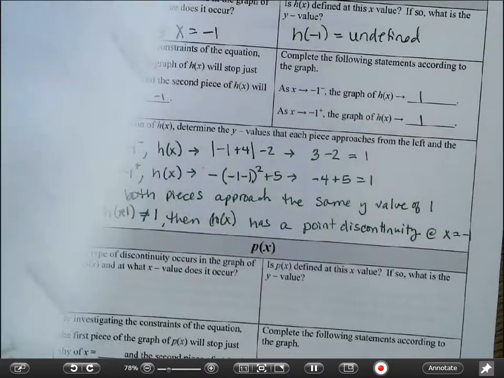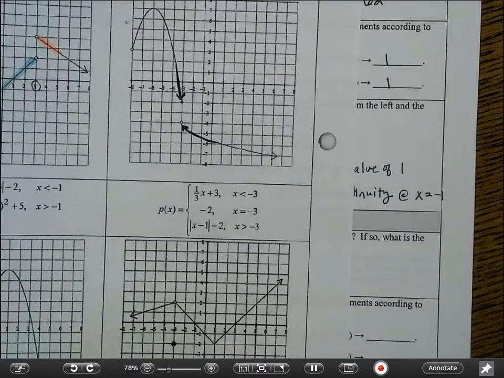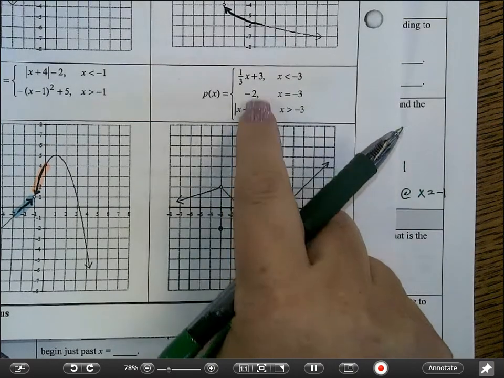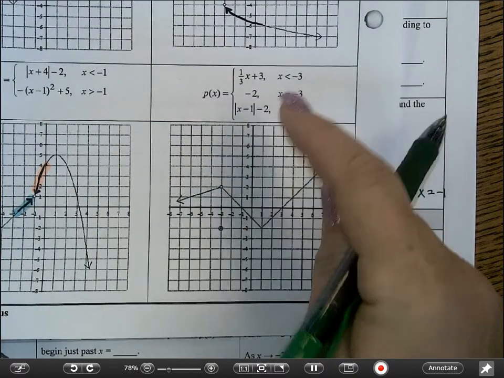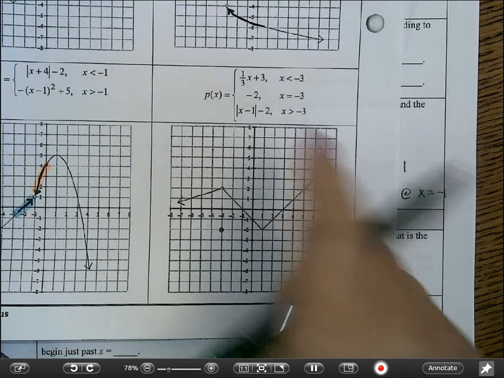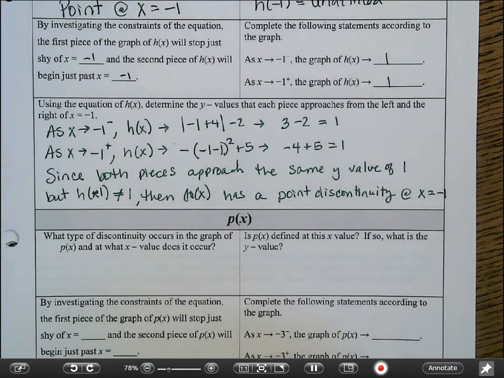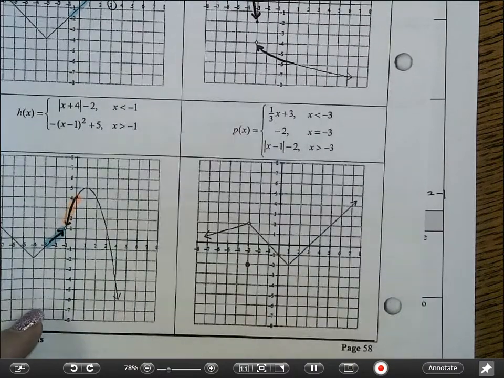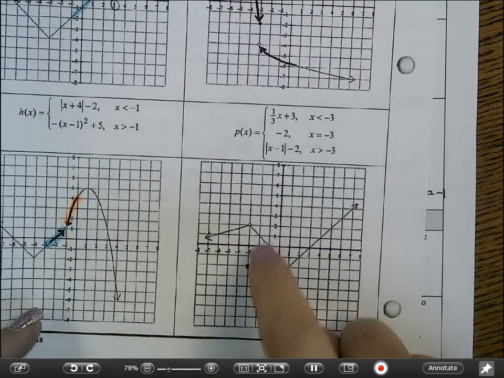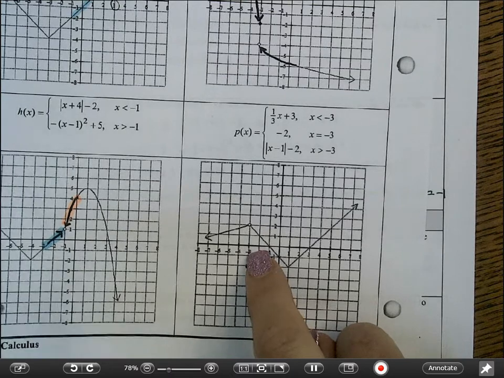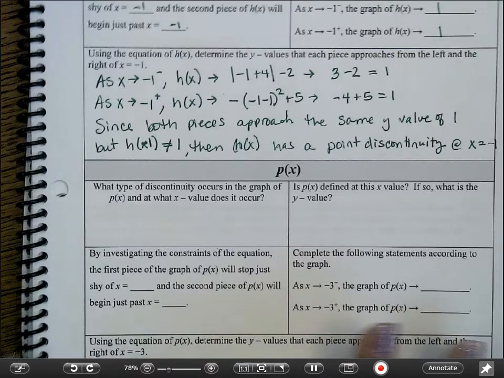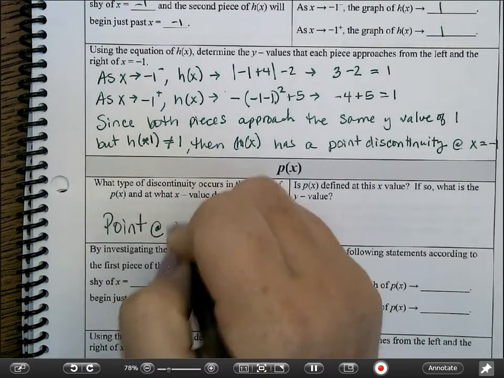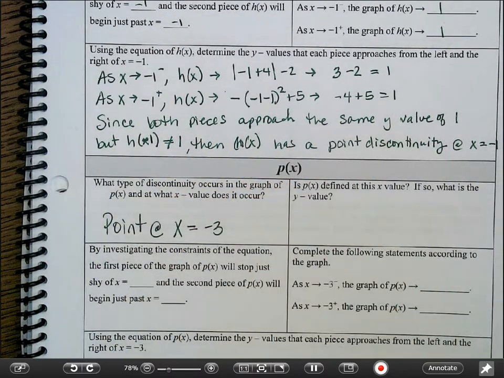All right, last one, p of x, right? We got 3 pieces, okay? So we've got a line, we've got a horizontal, a point, and then we have another absolute value. So what type of discontinuity do we see and where? So there is an open circle when x is negative 3, so that's going to give us point discontinuity at x is equal to negative 3.